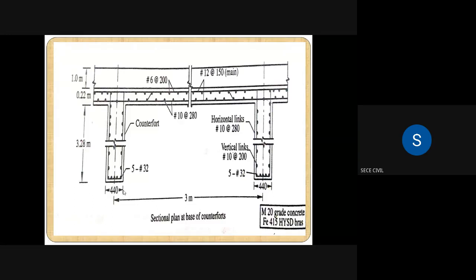So out of this 440, we are taking off the width. 440 divided by 2 is 220, so here 220 will go, and here also 220 will go. So totally 440, that is 0.44 meter.